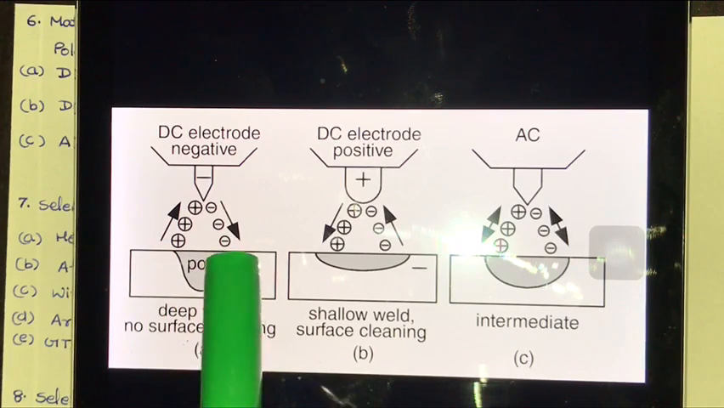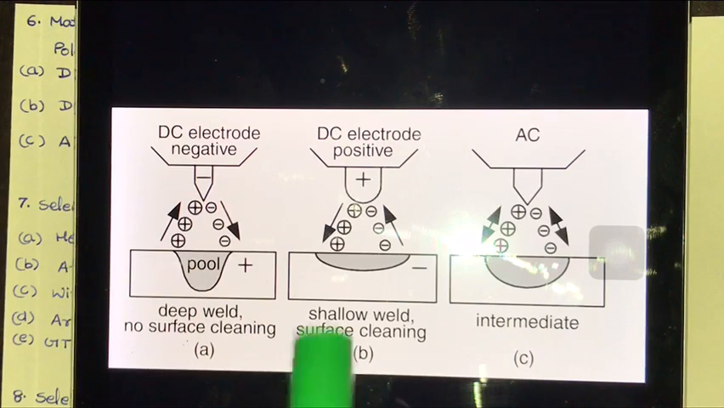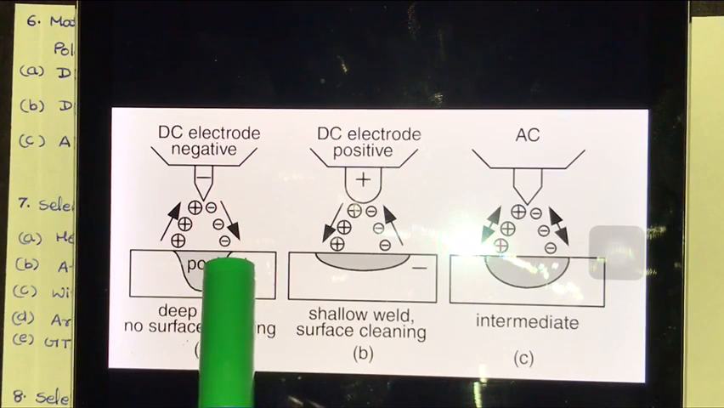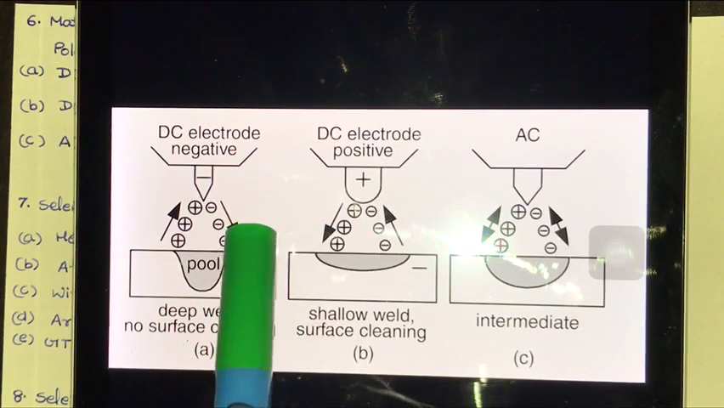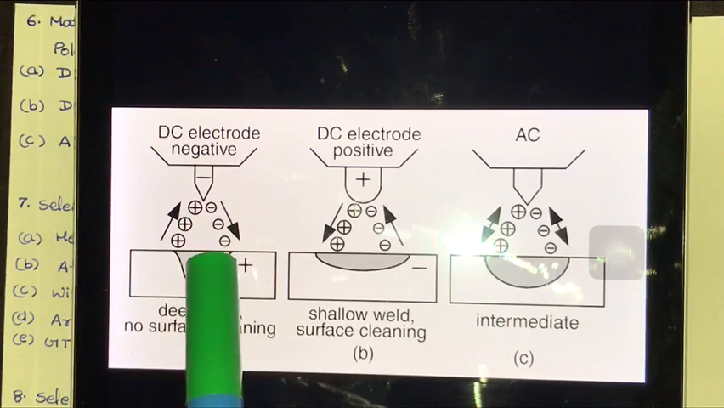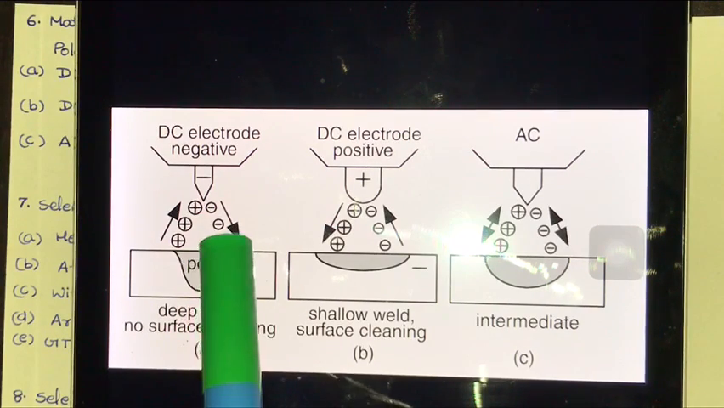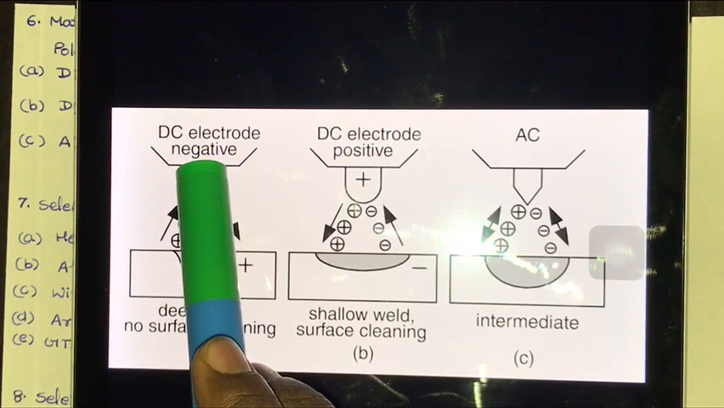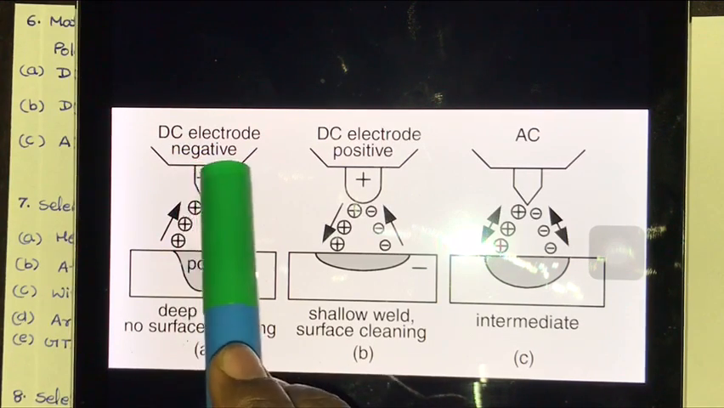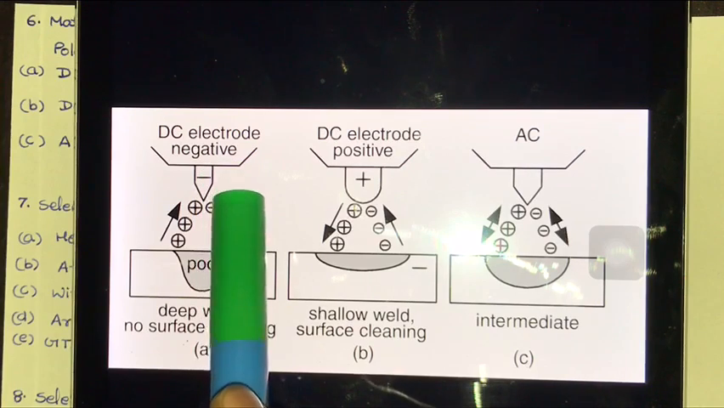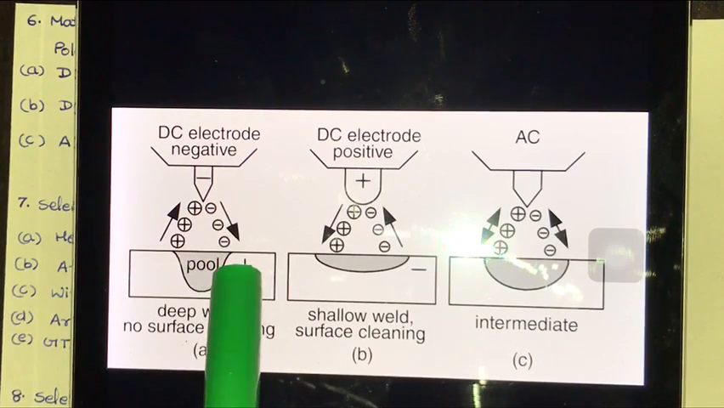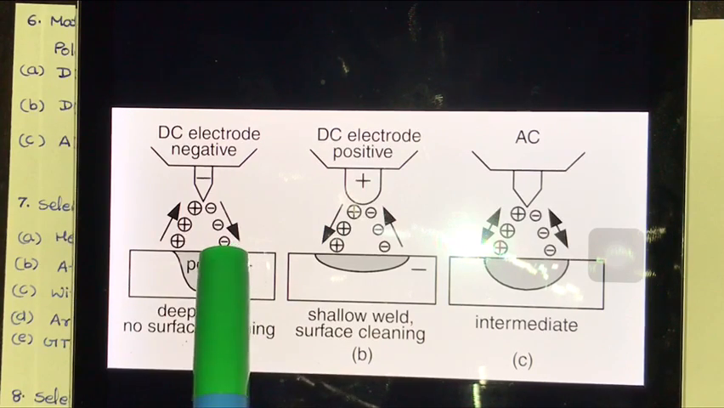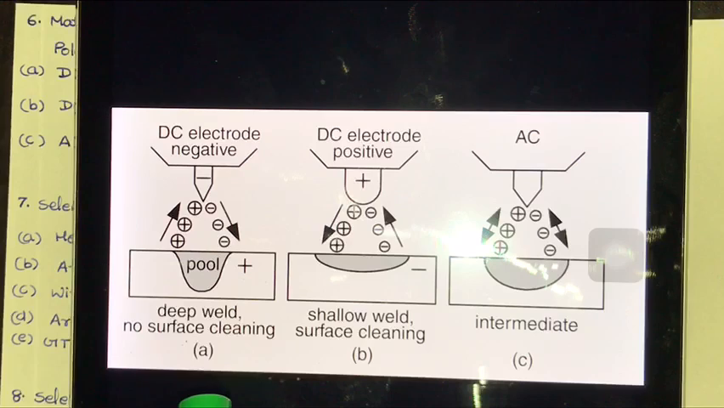Okay, one more term associated with that is work function. Now the work function is the amount of energy required for an electron to get emitted from that tungsten electrode, and when the electron strikes the metal surface, strikes the workpiece, then the equivalent amount of energy is released here at the workpiece.